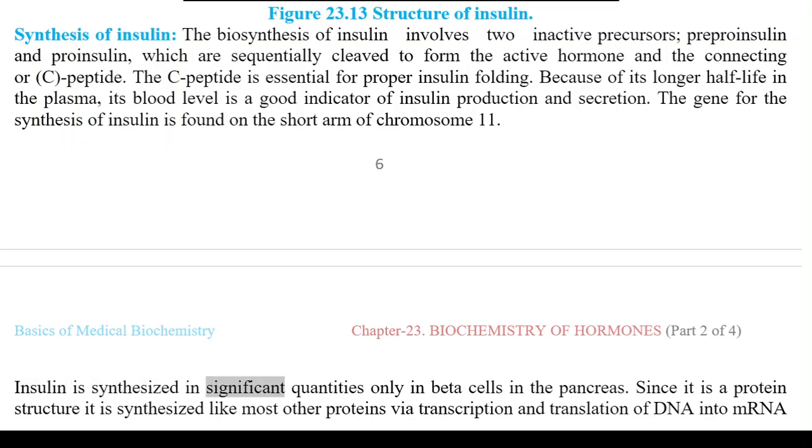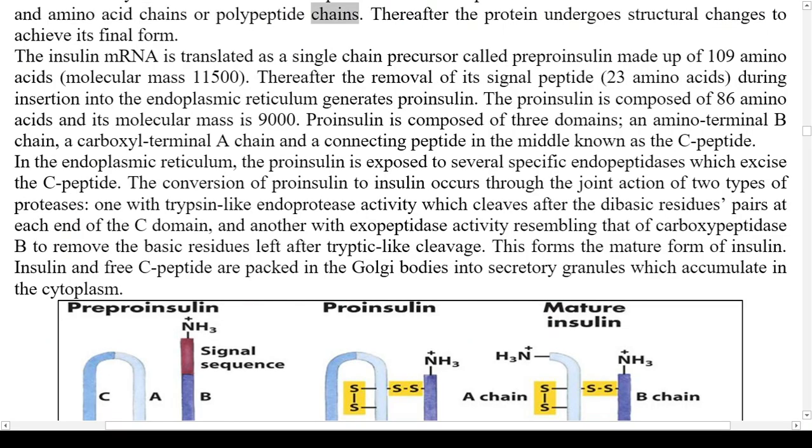Insulin is synthesized in significant quantities only in beta cells in the pancreas. Since it is a protein, it is synthesized like most other proteins via transcription and translation of DNA into mRNA and amino acid chains or polypeptide chains. Thereafter, the protein undergoes structural changes to achieve its final form. The insulin mRNA is translated as a single-chain precursor called preproinsulin made up of 109 amino acids, molecular mass 11,500. Thereafter, the removal of its signal peptide, 23 amino acids, during insertion into the endoplasmic reticulum generates proinsulin.